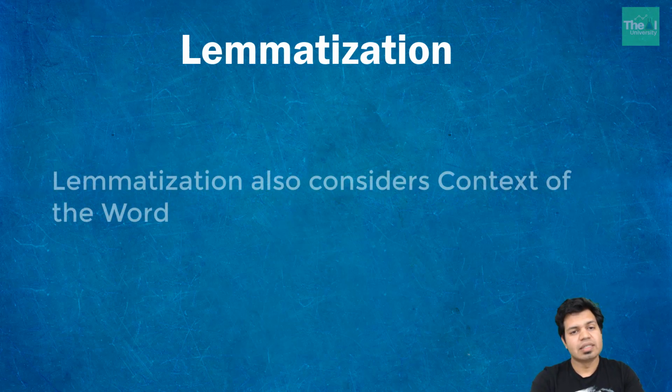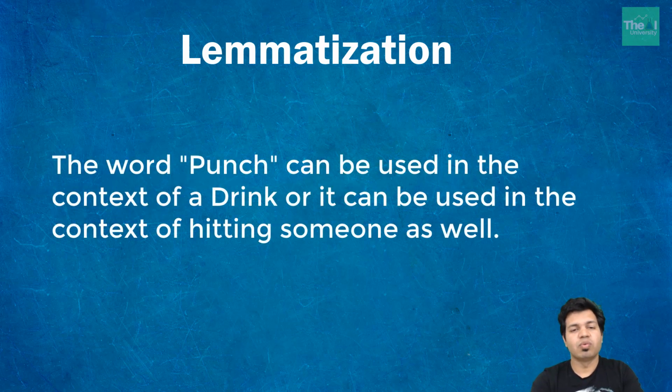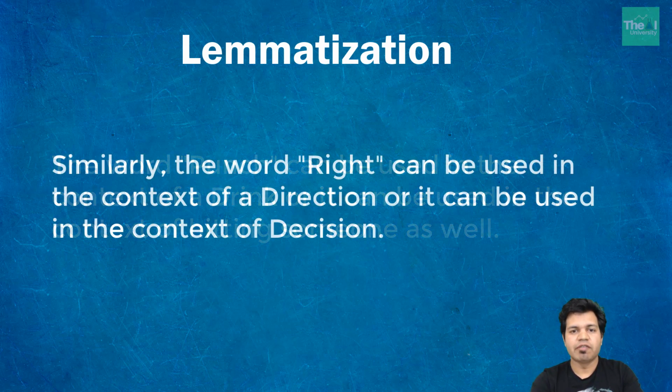Lemmatization also takes into consideration the context of the word, which means it can discriminate between identical words that have different meanings depending upon the specific context. Think about words like punch, which can correspond to a drink as well as to hitting someone. Another word is right, which can be used for direction, like right or left, as well as for decisions, like right and wrong. So in a nutshell, lemmatization is a much more resource intensive task than stemming. It requires more knowledge about the language structure and demands more computational power than setting up or adapting a stemming algorithm.